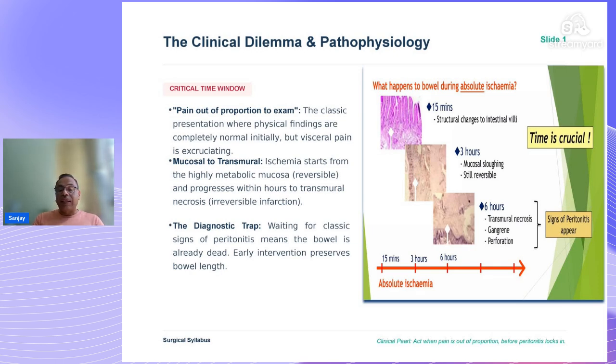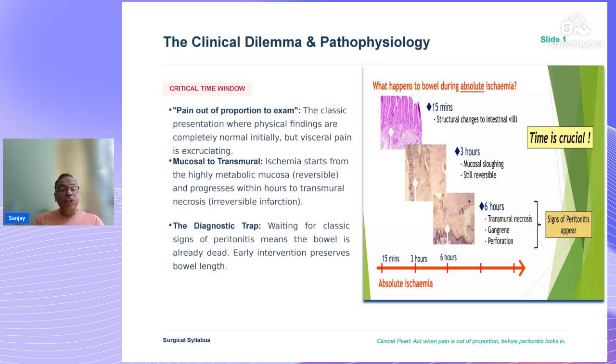But as time progresses and the occlusion remains for another 3 hours, totaling about 6 hours post occlusion, this can then lead to transmural necrosis, gangrene of the bowel, and ultimately perforation of the gut, leading to perforation peritonitis.